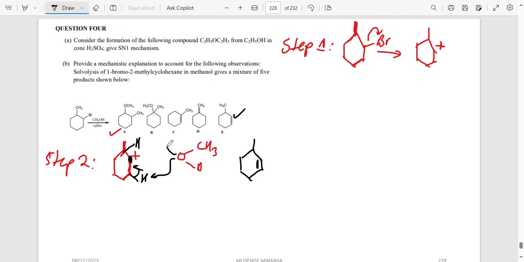But we can also grab this hydrogen which is here. If we grab this hydrogen, this bond is going to break and form a double bond here. Hope you can see it, I've written it very small. So the double bond will form here. That is another possible product, and which one is that? That is C. Is that okay? Is that good?